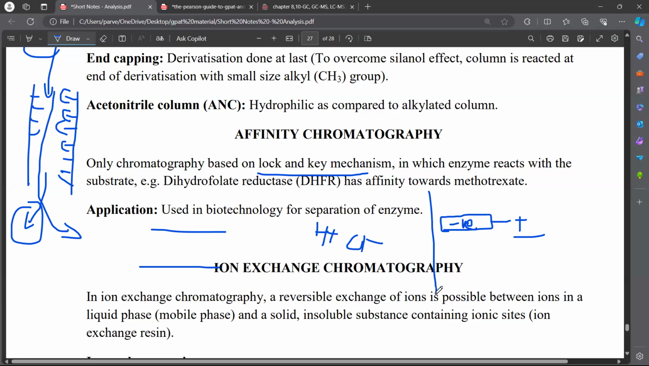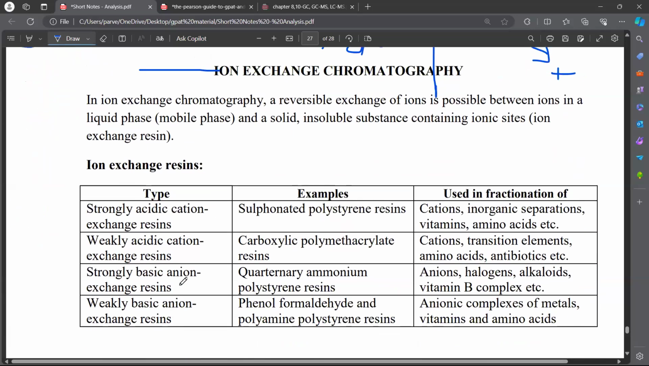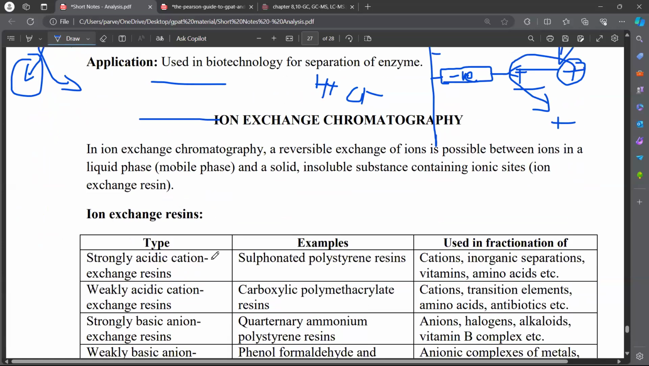Now we fill or we put the stationary phase in the column and we pass our sample. So whatever the sample consists of, the positive ion samples will be displaced by these mobile ions, by which all samples containing the positive ions will bind to this cationic exchange resin. Then we will pass the buffer and we will separate these sample ions. So this is basically how the separation occurs.